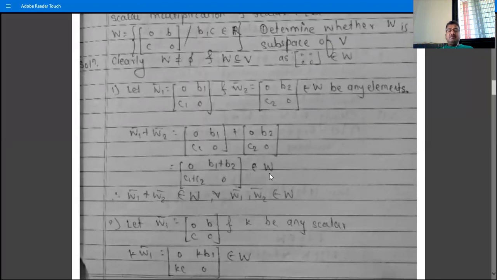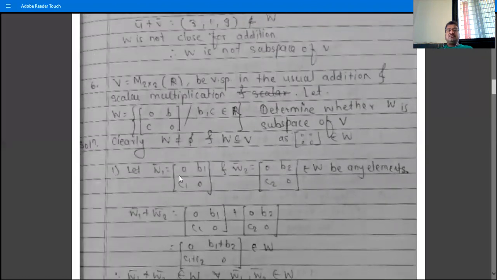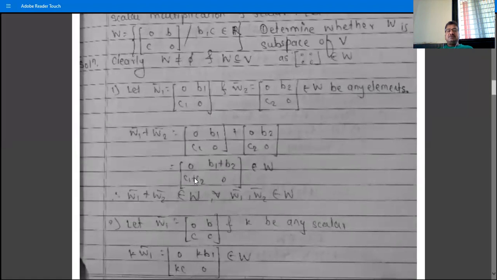And this is an element of W, because this element is of the type [0, B; C, 0]. B1 plus B2 and C1 plus C2 are real numbers. So obviously W1 plus W2 belongs to W for all W1 and W2 belonging to W. Why is it true for all? Because W1 and W2 are any two elements of W and their addition belongs to W, meaning the addition of every two elements belongs to W.